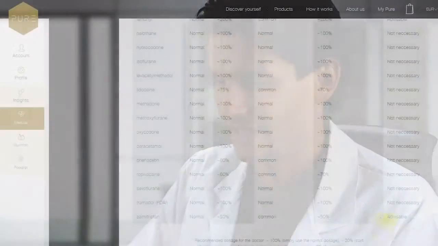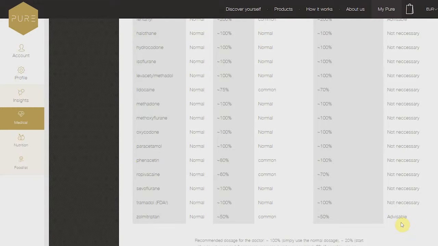Again, your doctor would then be able to start with 50% and see if there is a therapeutic effect. If yes, that's fine. If not, he can still adjust the dose. And again, in this case, an alternative would be advisable.